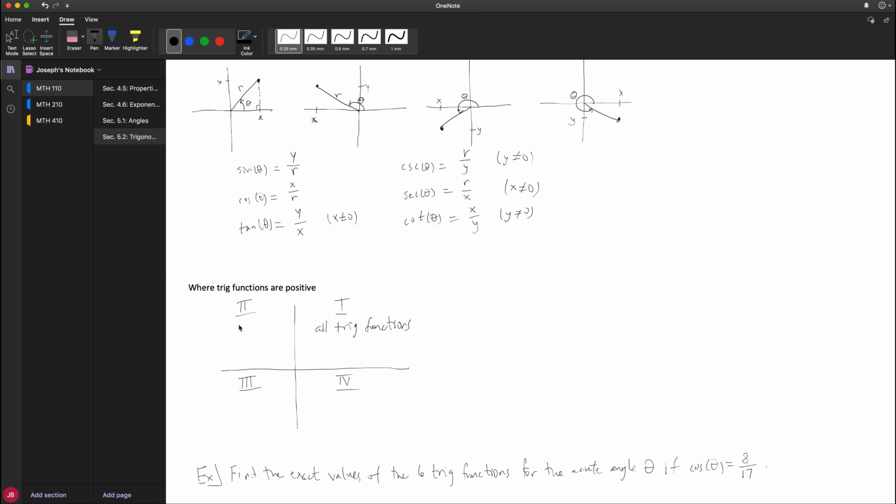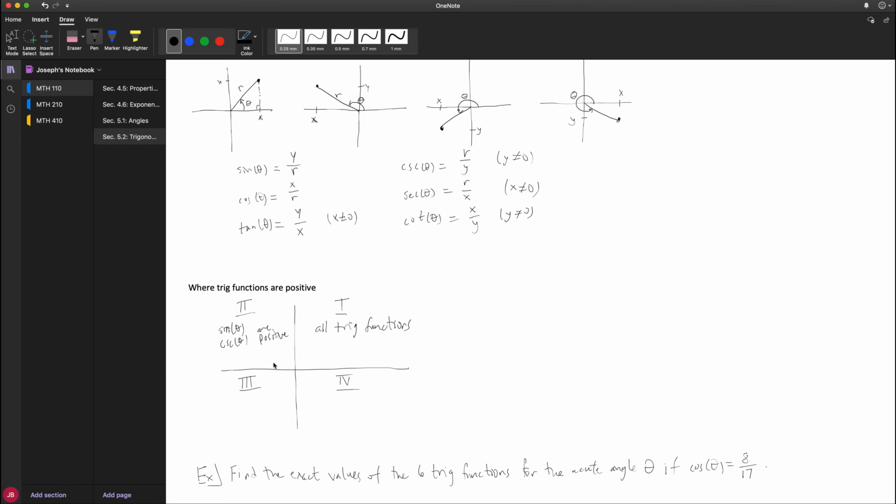In quadrant 2, which trig functions will be positive? Well, certainly the y values are positive up here, but the x values are negative. So anything with y but not x will be positive here, and that is the sine function, so sine of theta, and also the cosecant theta. These are positive. The rest of the other four are going to be negative. Okay.